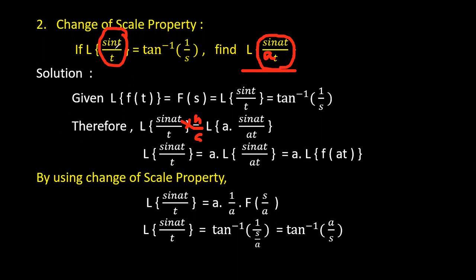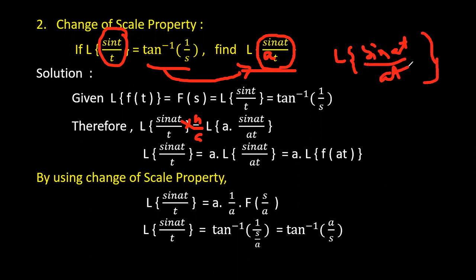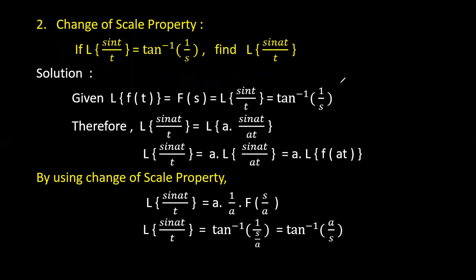We have the Laplace transform of sin t by t equal to tan inverse of 1 by s. If you want to extend this to the Laplace transform of sin at by t, then it has to be of the form Laplace transform of sin at by at. So it has to be converted, because if you assume this one as at, then this one will also be at. Then only you can go further and apply the change of scale property method.